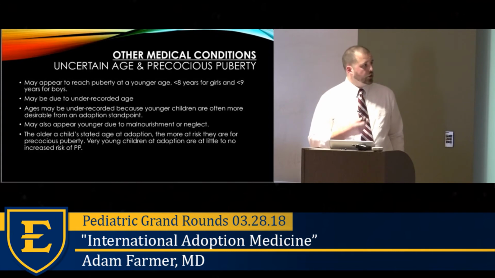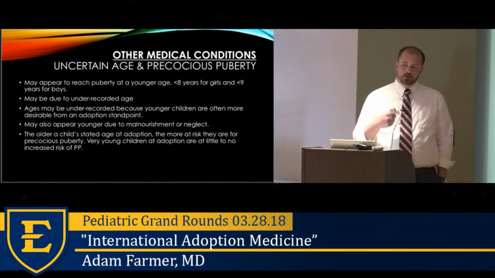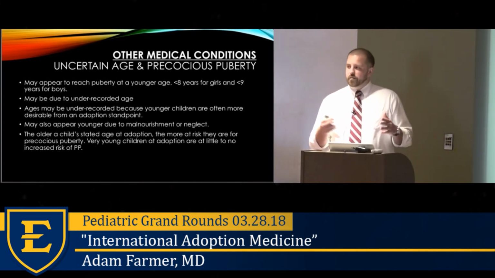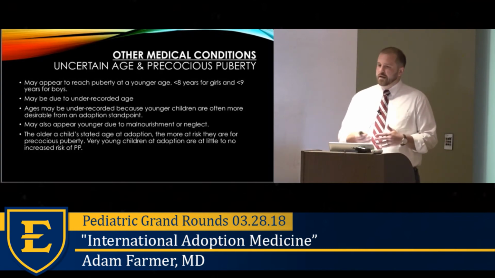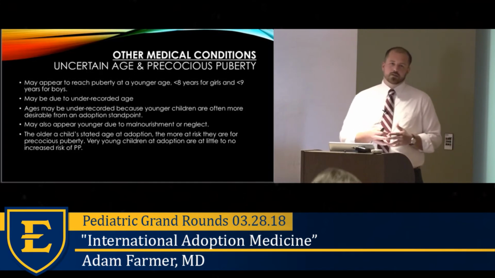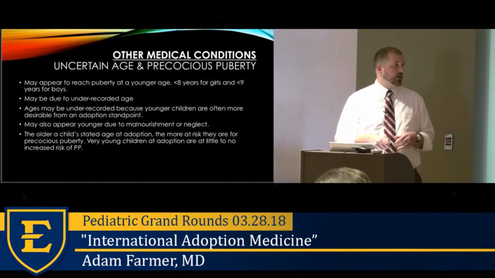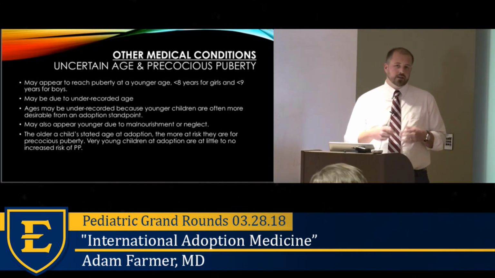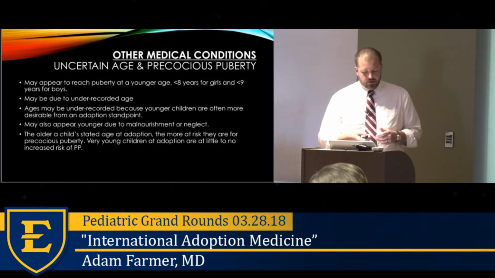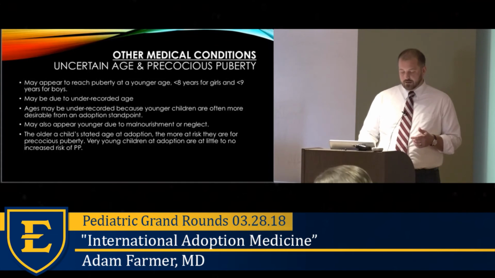Uncertain age and precocious puberty is also something that's a bit of a hot topic now. For a long time it was thought that children of international adoption were at much higher risk for precocious puberty. Thoughts of, again, the early stress and things like that were thought to be the cause of that. It seems like most of the research now is really favoring underrecorded age as the actual cause of the precocious puberty. And there's a couple reasons for that. The arguments for underrecorded age being the culprit.